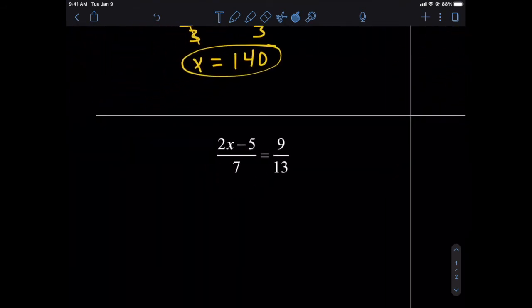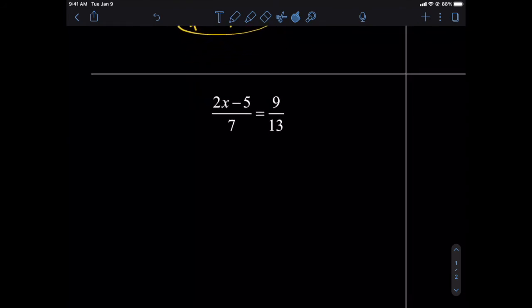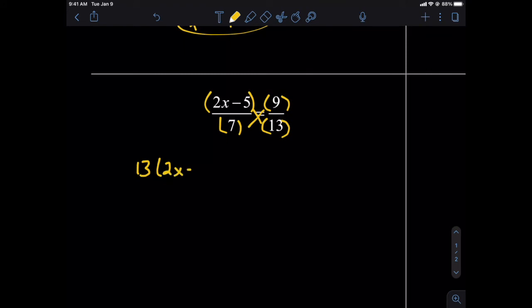Our next problem is a touch more complicated than the last one, but really it's pretty much the same thing. We're going to have a multi-step equation to solve here. Start by putting parentheses around everything. Then we will cross-multiply like normal. There we are. Arrow, arrow. This is going to lead us to our 13 times 2x minus 5.